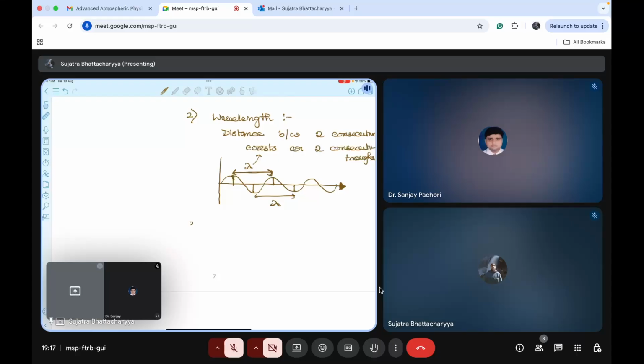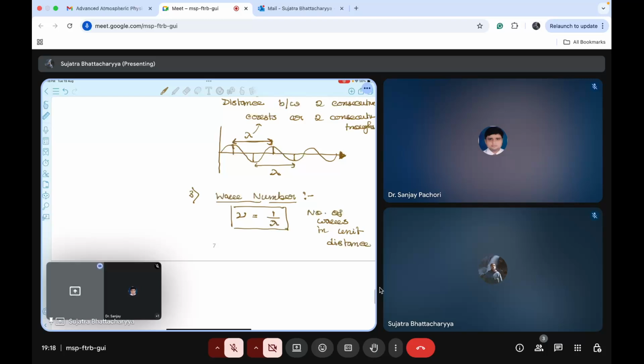So next is wave number. This is important particularly for the wave directions and all. This comes out to be a vector. So how will we define this? Generally, it is defined as nu equals 1 by lambda. So what is the physical meaning of that? It is the number of waves in unit length or unit distance. Or you can write the number of wavelengths. So this is one wavelength; one wavelength in unit distance is your nu.